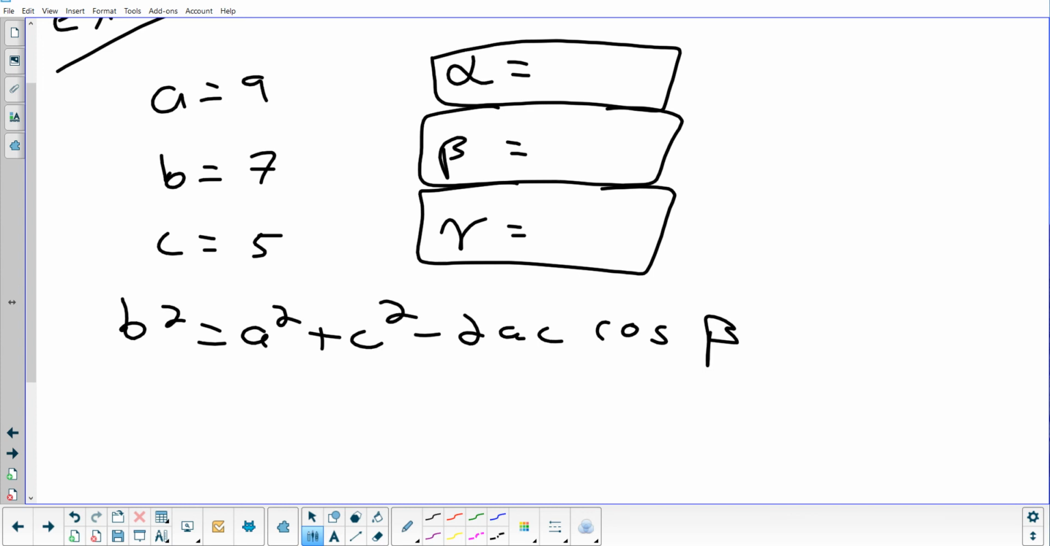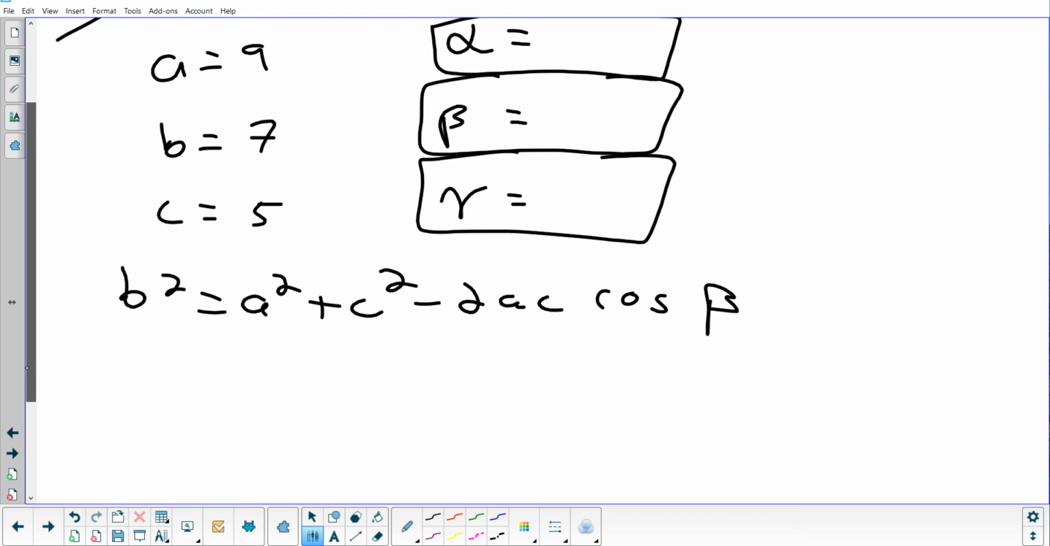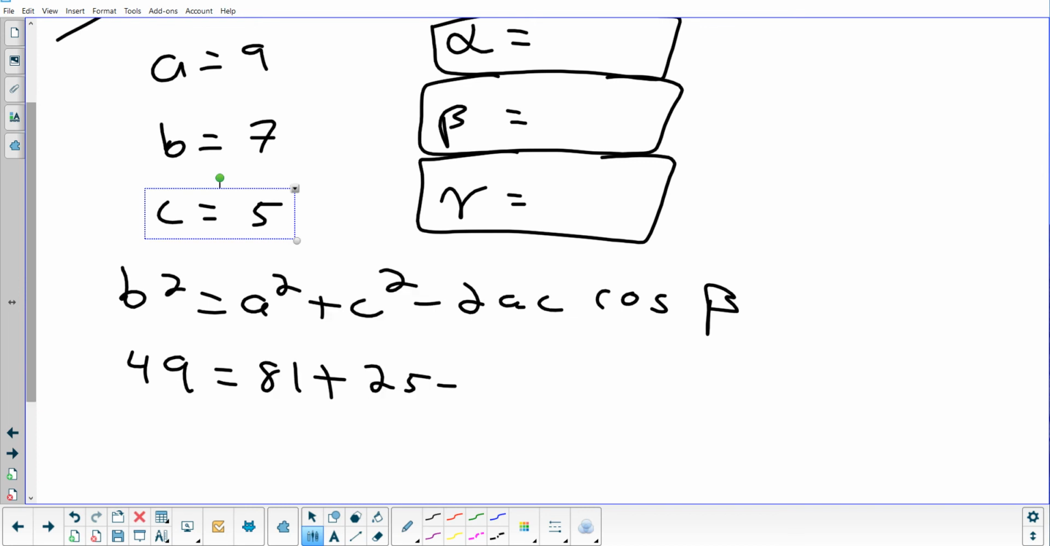And fill it in. All right. What's b squared? 49. What's a squared? 81. And c squared? 25. Minus 2 times a times c. Well, the easy way to do that is let's start with 2 times c. What's 2 times 5? 10 times 9. Cosine beta.